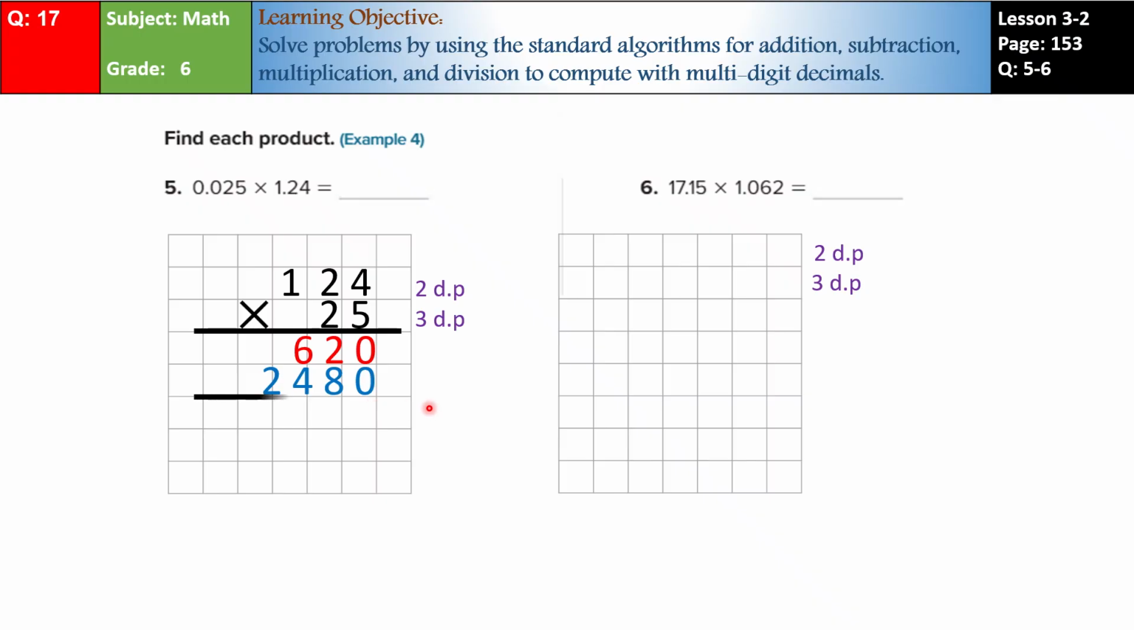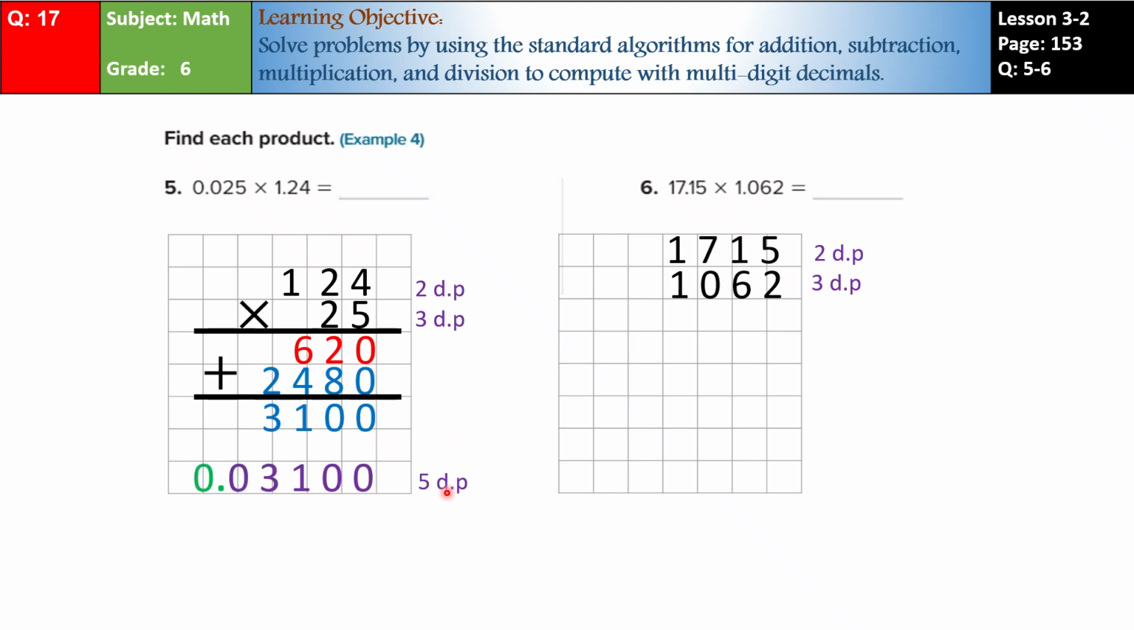The next step, add them. 0 plus 0, 0. 2 plus 8, 10. 0, 1 will go up. 6 plus 4, 10, and 1, 11. 2 plus 1, 3. So you will get 3100. Now how many decimal places do we have? The first one had 2 places, the lower one 3 places, altogether 5 places. So we will adjust the decimal point by adding a 0 from our side, so it will be 0.03100. Similarly, you can pause the video and try solving the next question yourself.